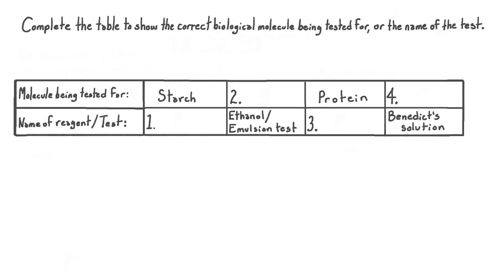Complete the table to show the correct biological molecule being tested for, or the name of the test. Key knowledge required to complete this table is knowing the appropriate food test for each type of biological molecule, sometimes also called biological macromolecules. The table contains the names of 2 biological molecules, starch and protein, and also the names of 2 food tests, the ethanol emulsion test, and also a test that uses Benedict solution as a reagent.